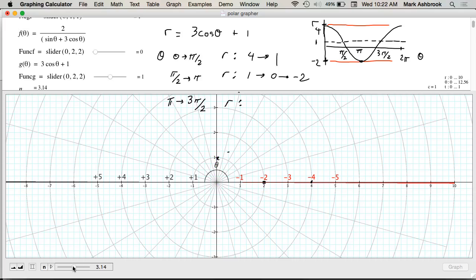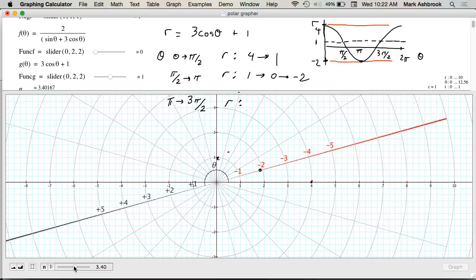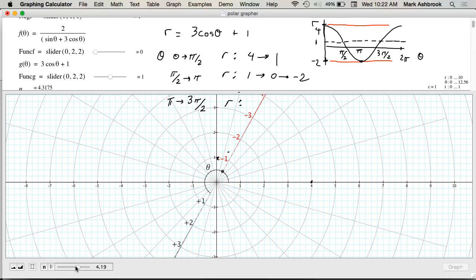Watch the point. There it goes from negative 2 back to 0 as the angle sweeps to about there, and then the rest of the way to 3 pi over 2, we get back out to positive 1.